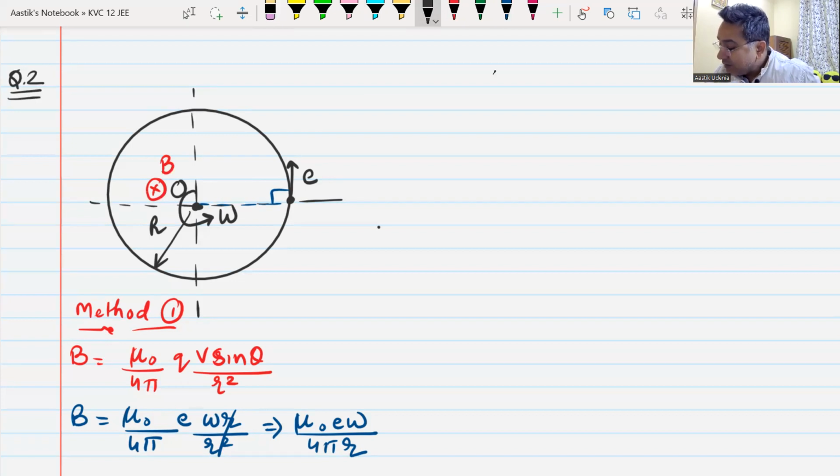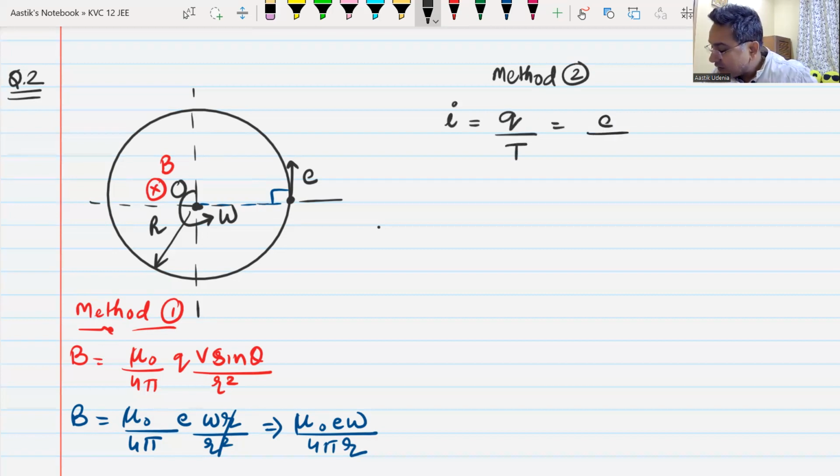This is method number one, but there is also method number two. How will I find it? In method number two, I will convert this moving charge into current. What is the current created by this moving charge? It is Q divided by the time period T. The charge is E, the time period is 2 pi by omega. So current becomes E omega by 2 pi.